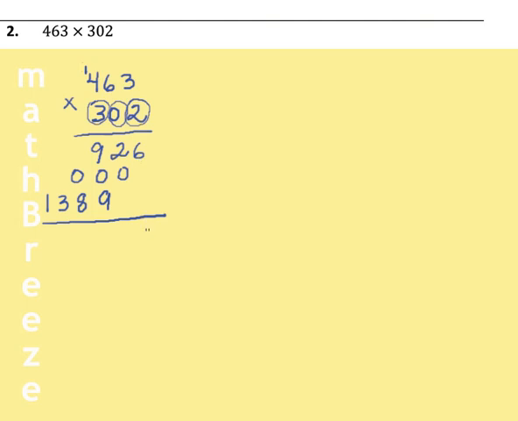So let's bring down that 6. 2 plus 0 is 2. Here we have 9 plus 9 is 18. 1 plus 8 is 9. Bring down the 3 and bring down the 1. And there's our product.